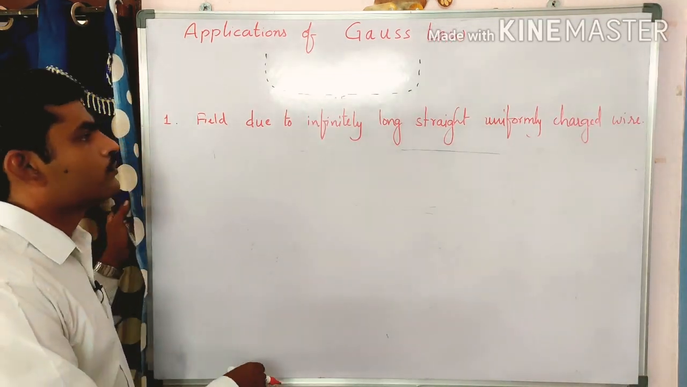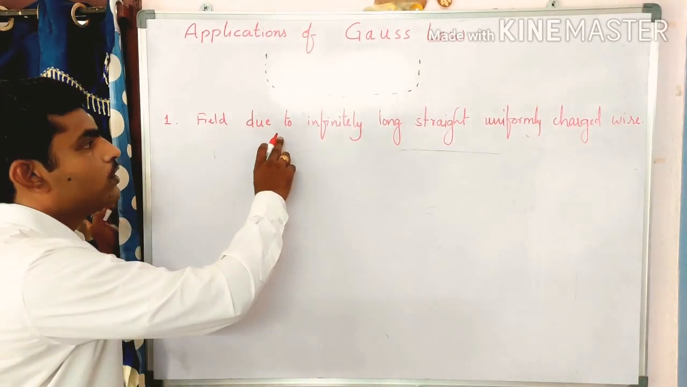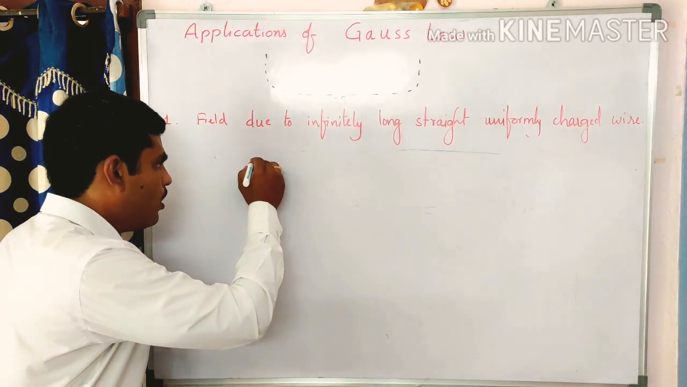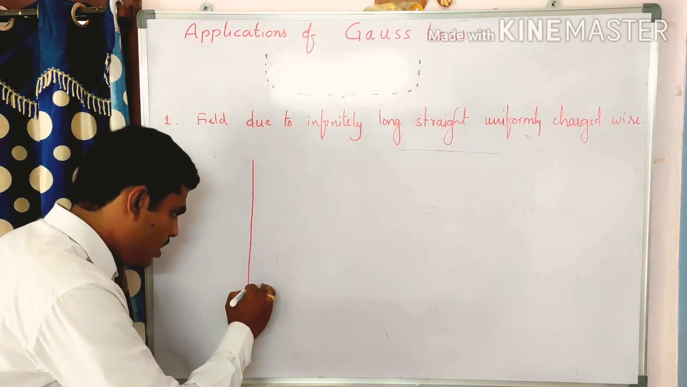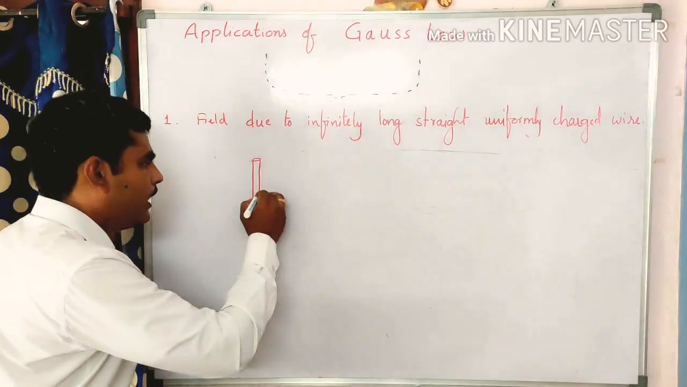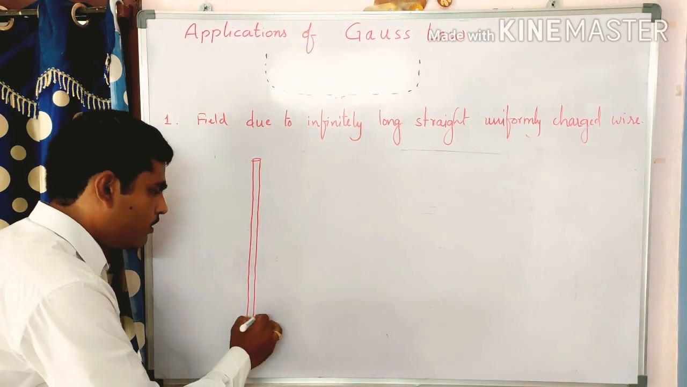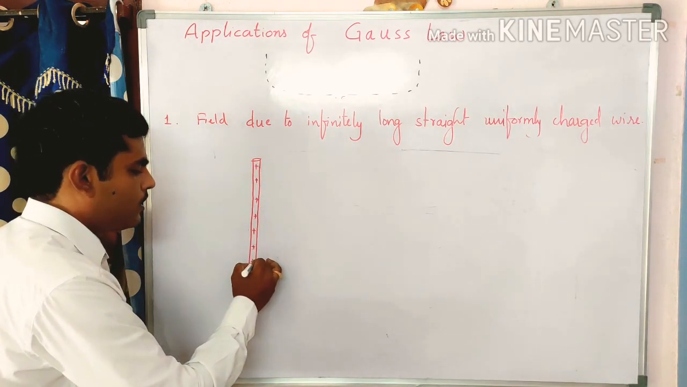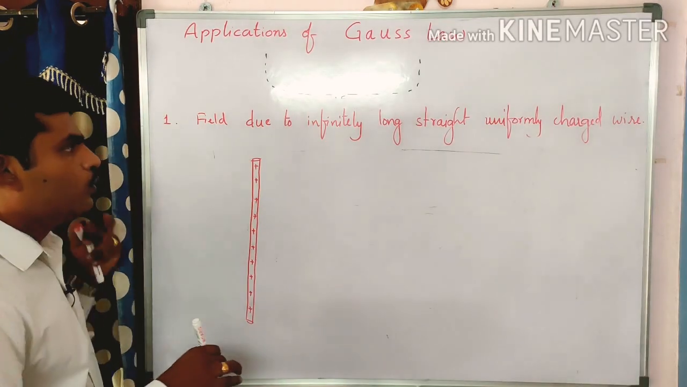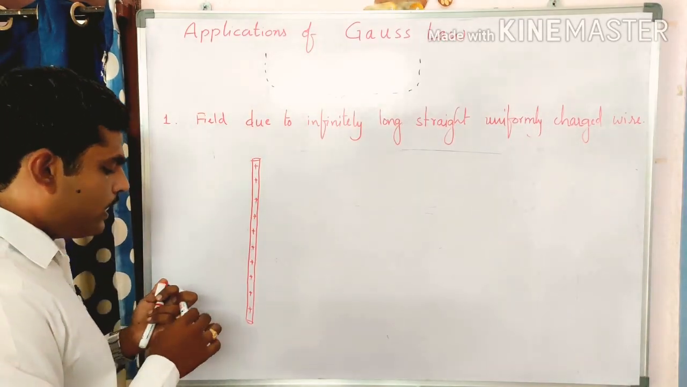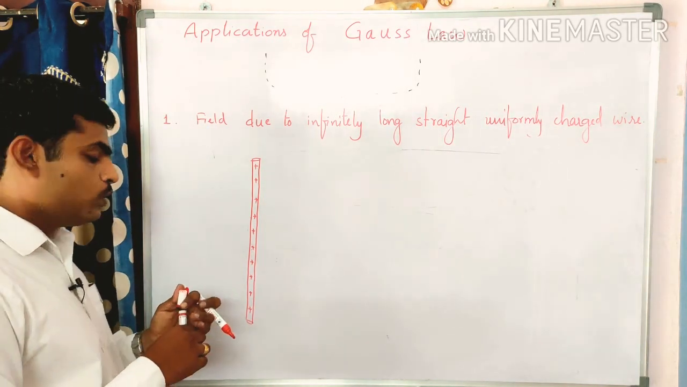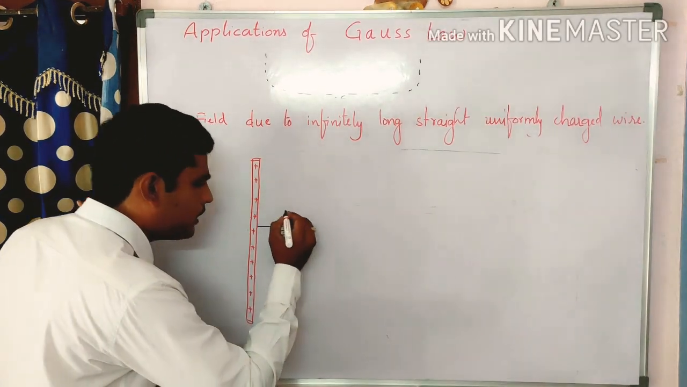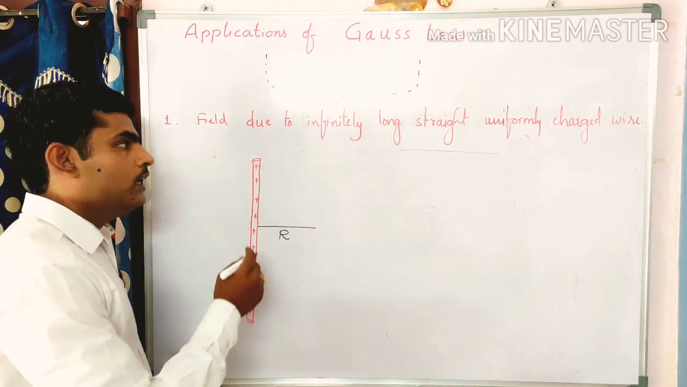To find the electric field due to infinitely long, straight, uniformly charged wire, I'll take a long wire. Imagine this is a long wire of infinite length. It is charged. So I have to know the electric field around it. For this, I am applying the Gauss law, so that at a distance r, I am finding the electric field.